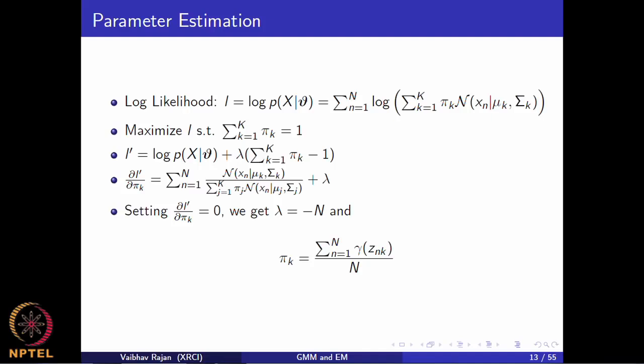What it is saying is that pi k, the mixture weight, is a proportion. If you take the sum of all the responsibilities over all data points and over all components, it is equal to n. And so the kth mixture weight is nothing but the proportion of the responsibilities coming from the kth component towards all the data points, relative to the sum of all of them.